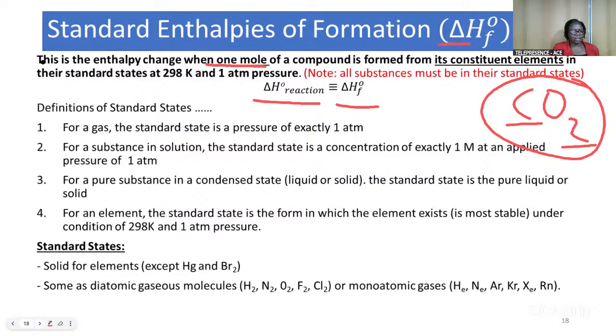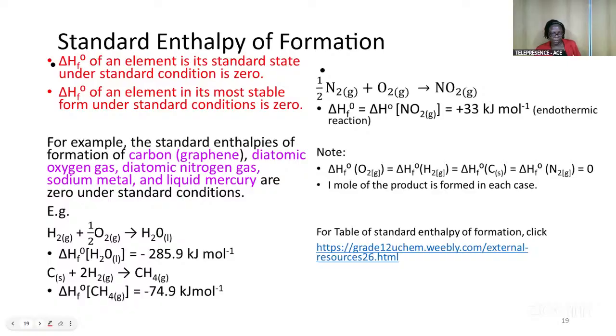For standard states also, we know that most elements are solids, except for mercury and bromine. Diatomic molecules, you will find them in their standard states, most of them gaseous, like hydrogen, nitrogen, oxygen, fluorine gas, and chlorine gas. And then some are monoatomic gases like helium, neon, argon, krypton, xenon, and radon. So these ones, you must know them.